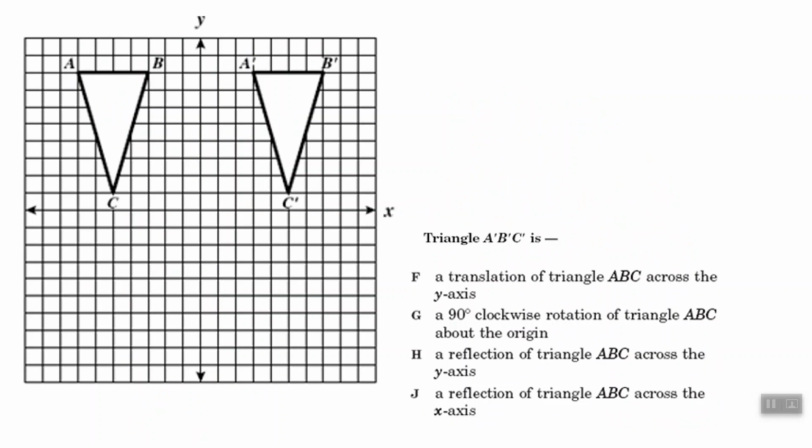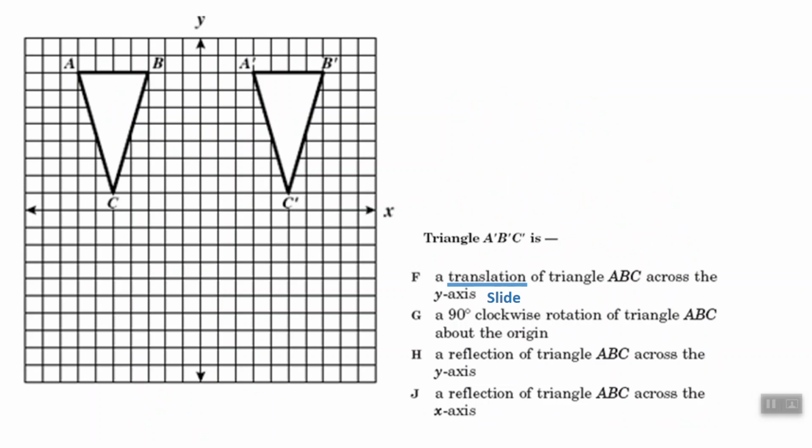So on the left, we see triangle A prime, B prime, C prime, and our original triangle ABC. Well, I know that the triangle on the left is my original, and the triangle on the right is my new triangle because of the prime symbols on the right. So here's the patterns we need to look out for.